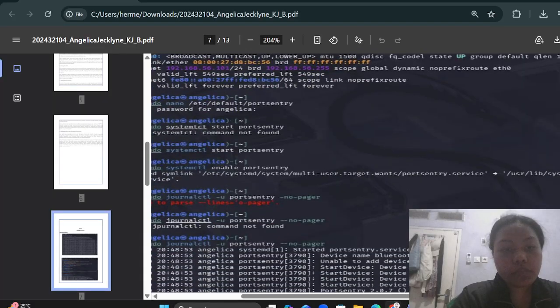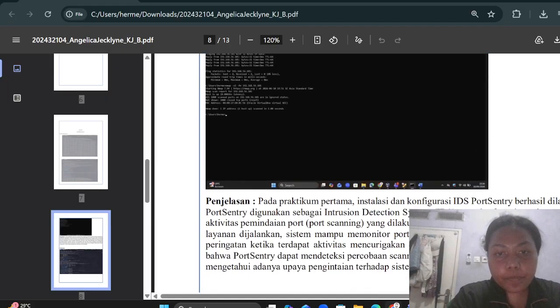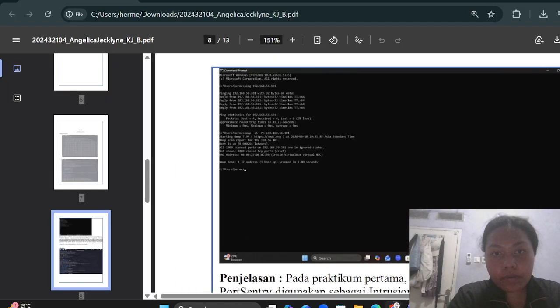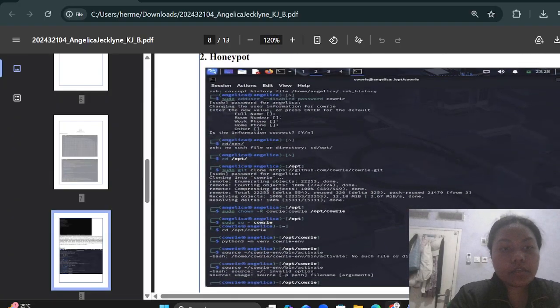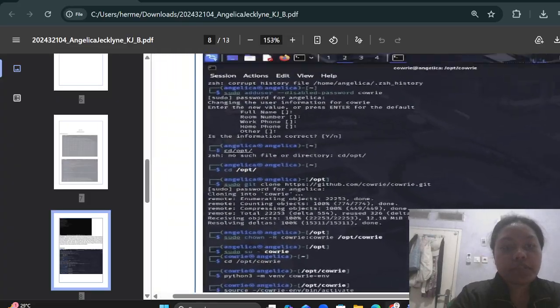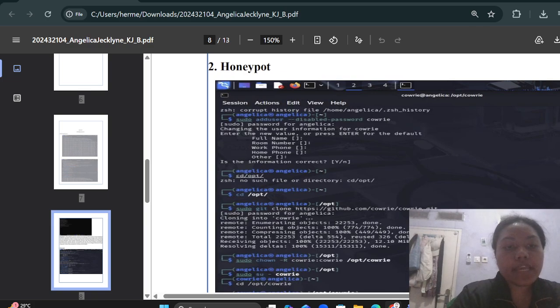The second part is the Cowrie honeypot. This part of the practicum was the implementation of Cowrie. Cowrie is an SSH and Telnet honeypot designed to imitate a real server. Its main purpose is to attract attackers and record every action they perform.